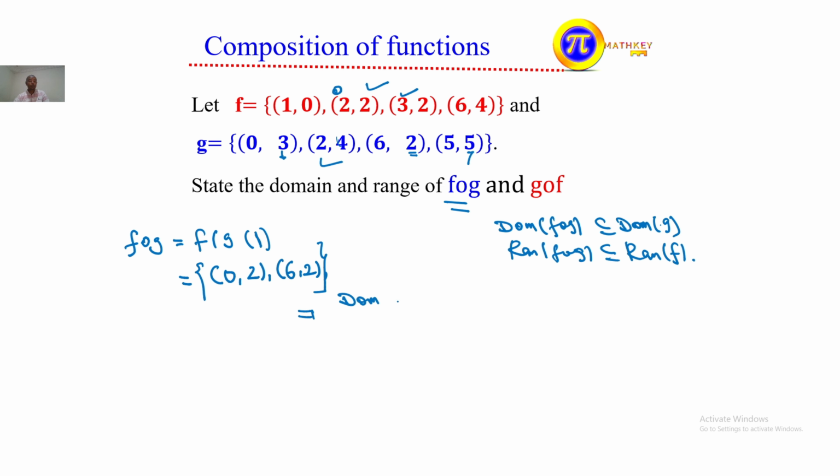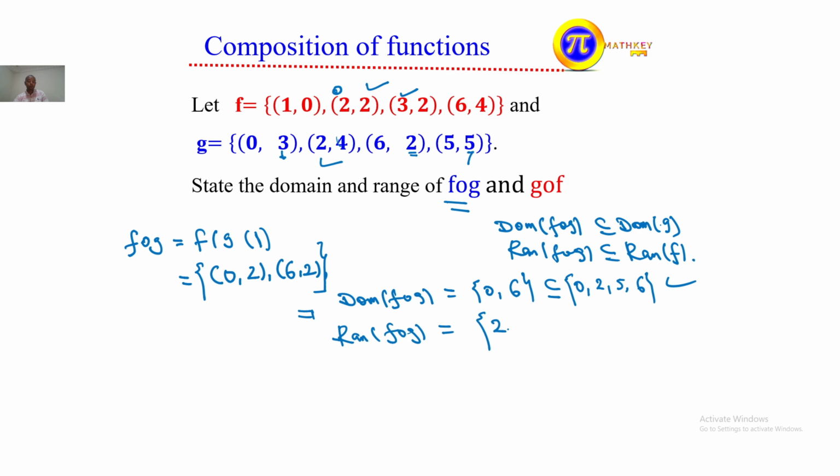From this, what is the domain of fog? The domain of fog is 0 and 6. You can observe that this is a subset of the domain of g. What is the domain of g? The domain of g is 0, 2, 5, 6. Yes, it is a subset. You can check this one. The range of our fog is only 2: 0 to 2, 6 to 2, only 2.